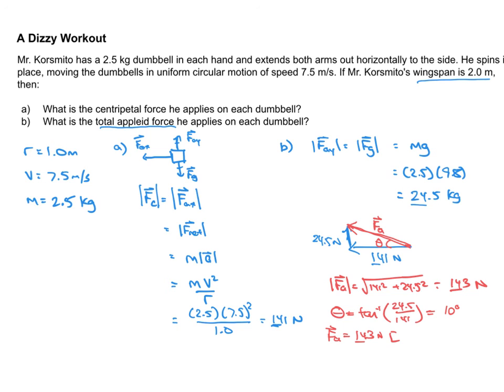Now, which direction is his total applied force? Well, there's two things I have to say. First of all, it's towards the center of the circle, because we need that to happen for our uniform circular motion. And also 10 degrees above the horizontal to counteract that gravity.